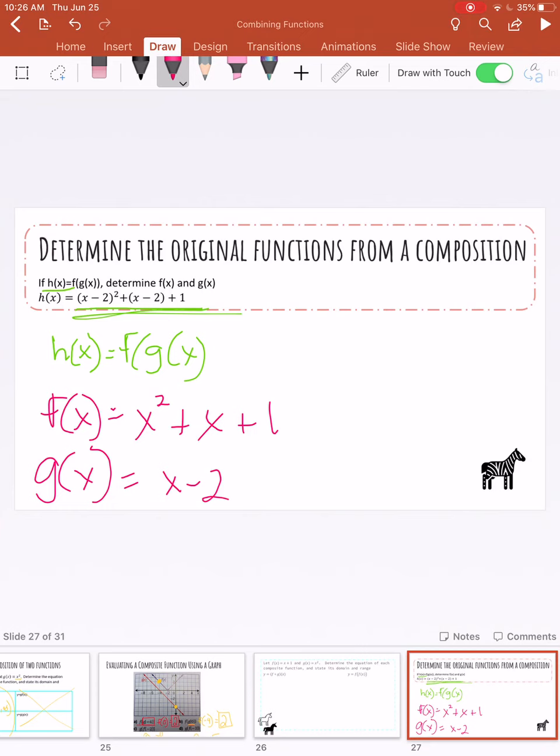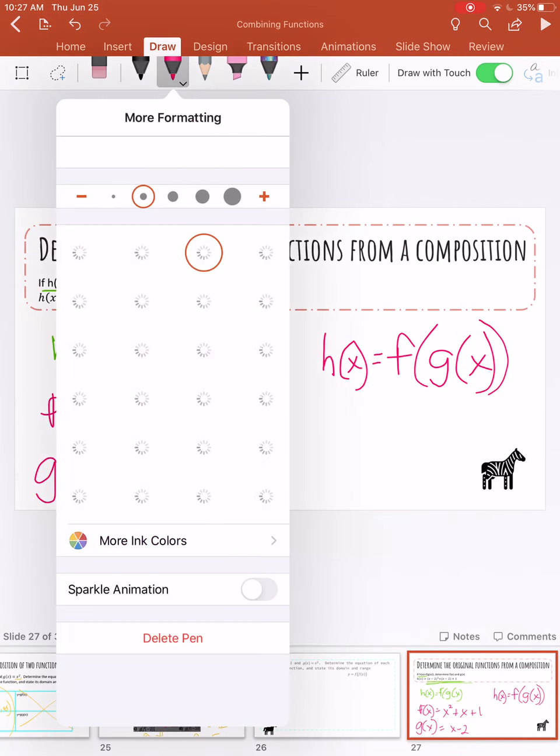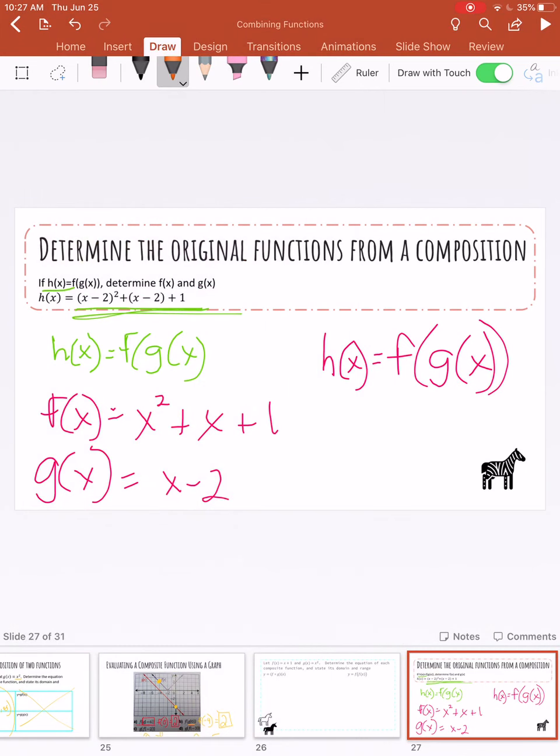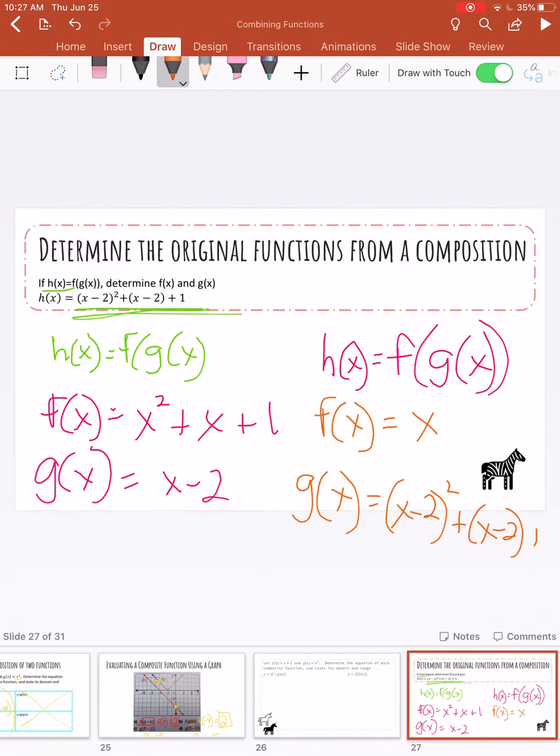Another possibility, which would work for almost every question, and you only need to give one answer here, but I just wanted to show you two so you can think of it different ways: you could say the f function is just x, and then the g function is this entire expression that you're inputting. That's another possible answer. Okay, and you're inputting this entire function into that x.